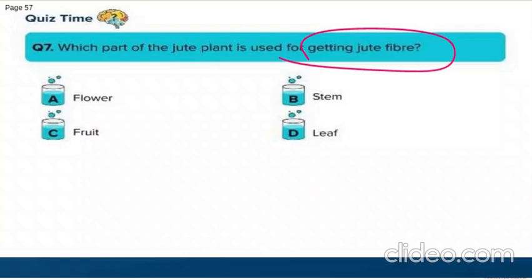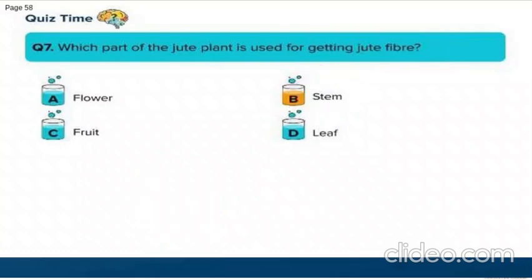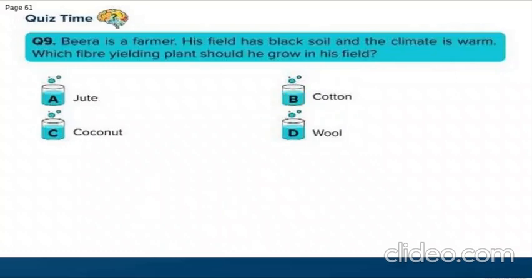So the right answer to this is the stem, the bark, right? The bark of the tree is used for making jute. Flower, fruit, leaf, that's not used. The stem is used. Okay. So let's see the next question.